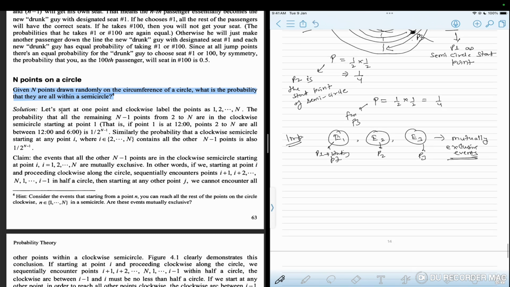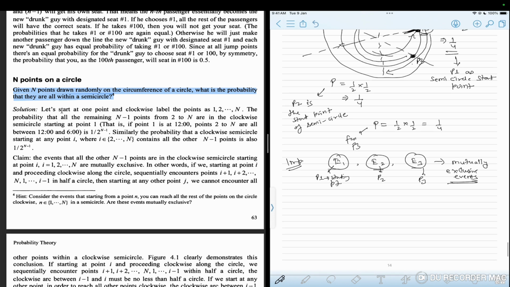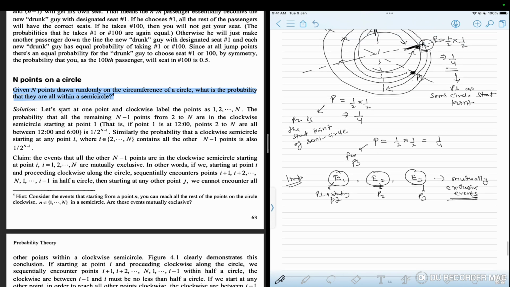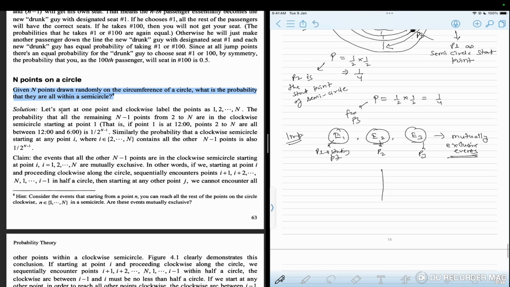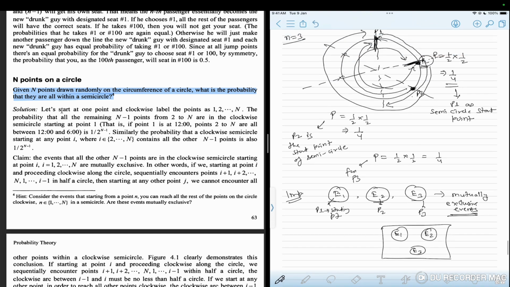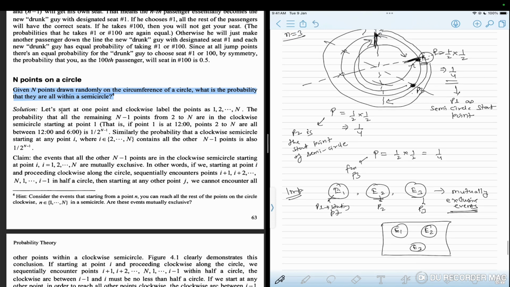So the point is, the three events are those in which the respective points are the semicircle start point. When event 1 happens, event 2 or 3 cannot happen. If event 2 happens, 1 and 3 cannot happen. That is the basic definition of mutually exclusive events. So the picture of these three events would look something like this. All three events are independent of each other, and for the 3 case, it is evident from the picture.